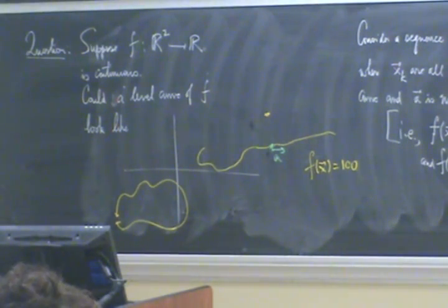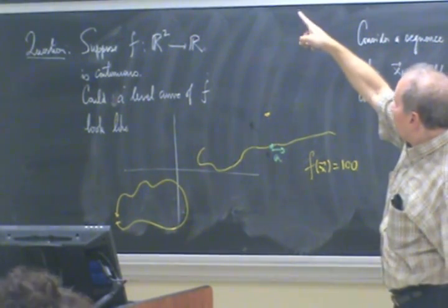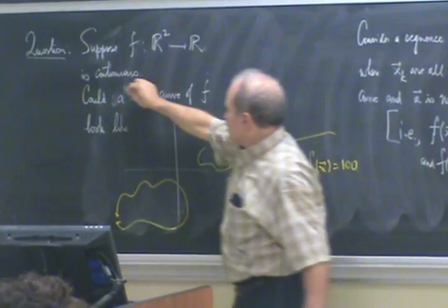So what did we say is supposed to be true if you have a continuous function? The f of xk's are supposed to approach f of A if f is continuous at A. And I told you f was continuous everywhere.